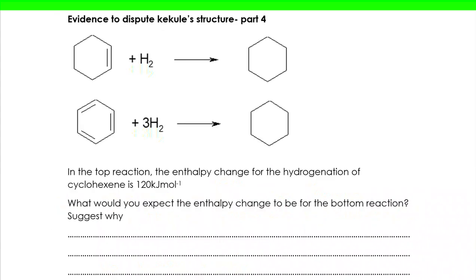So now let's move on to evidence part 4. And we've got here the hydrogenation of cyclohexene and the hydrogenation of cyclohexa-1,3,5-triene. We're told at the top one, the enthalpy change is 120 kilojoules per mole. What would you therefore expect the bottom one to be? Remember, this is Kekule's proposed structure for benzene. You'd expect it to be 360 kilojoules per mole.